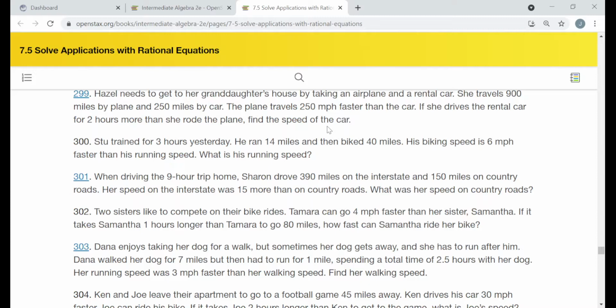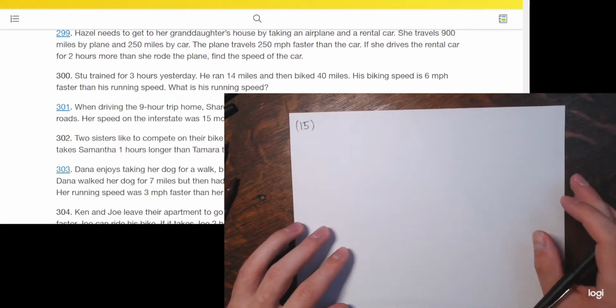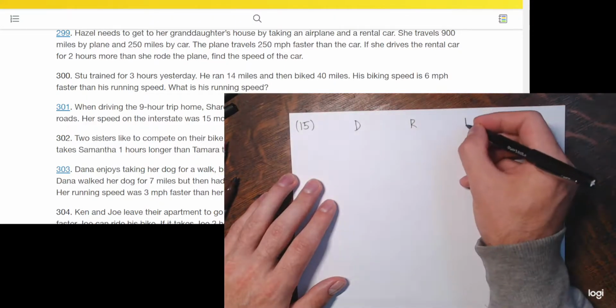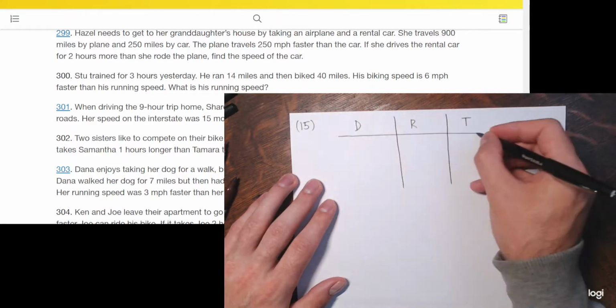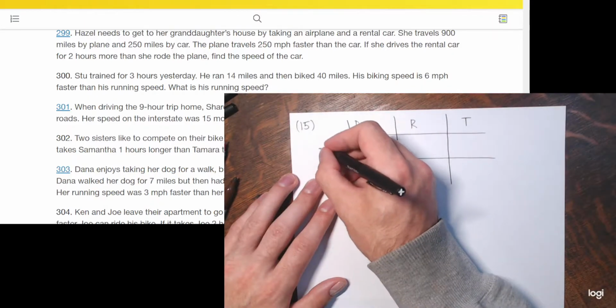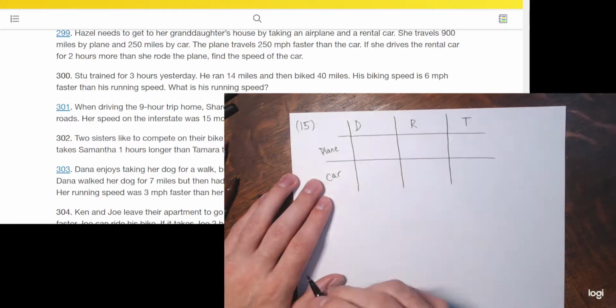So, example 15. It's exercise 299 here. I'll pull up the paper. Same chart. The two trips, or the two types of travel here, are in the plane and in the rental car. I'll just say plane and car.